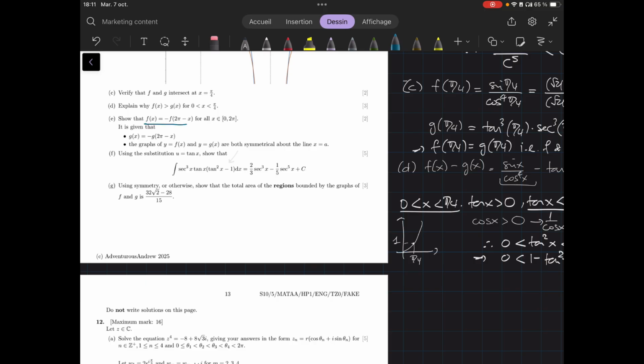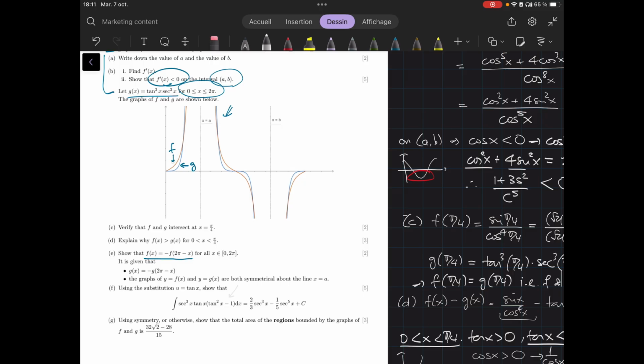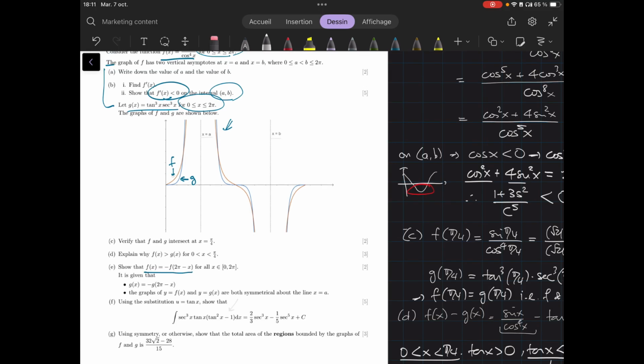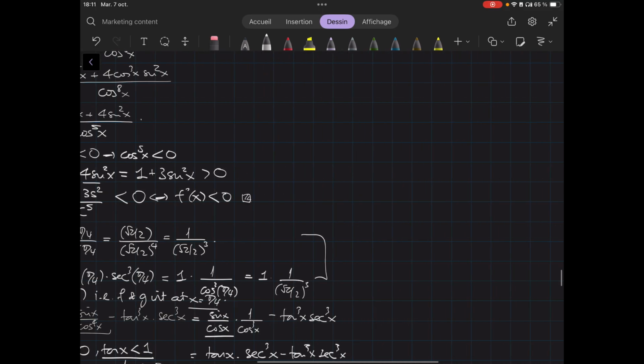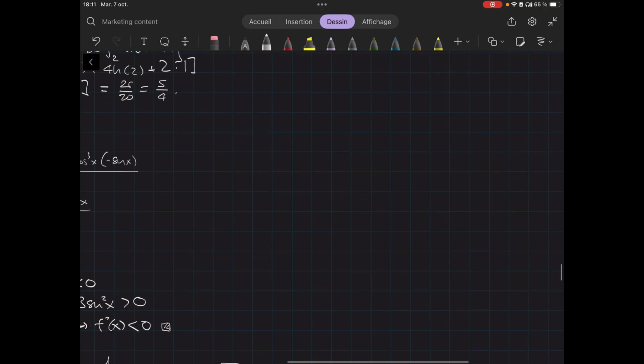Part E. You're not asked to show this is true. 2 marks, so this shouldn't be that bad. So, f of x is equal to negative f of 2 pi minus x.